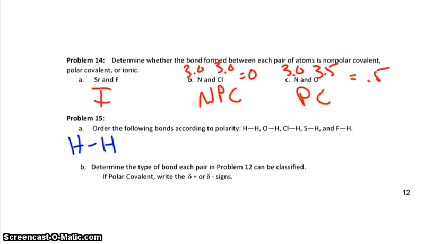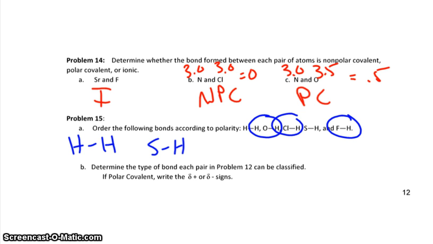And then what else do you notice? Whoa, I'm seeing some of these big fours. Notice that three of those are dealing with the big four choices. So you know those are going to be the most polar bonds. So the other one left would be the SH bond. So that's not as polar.